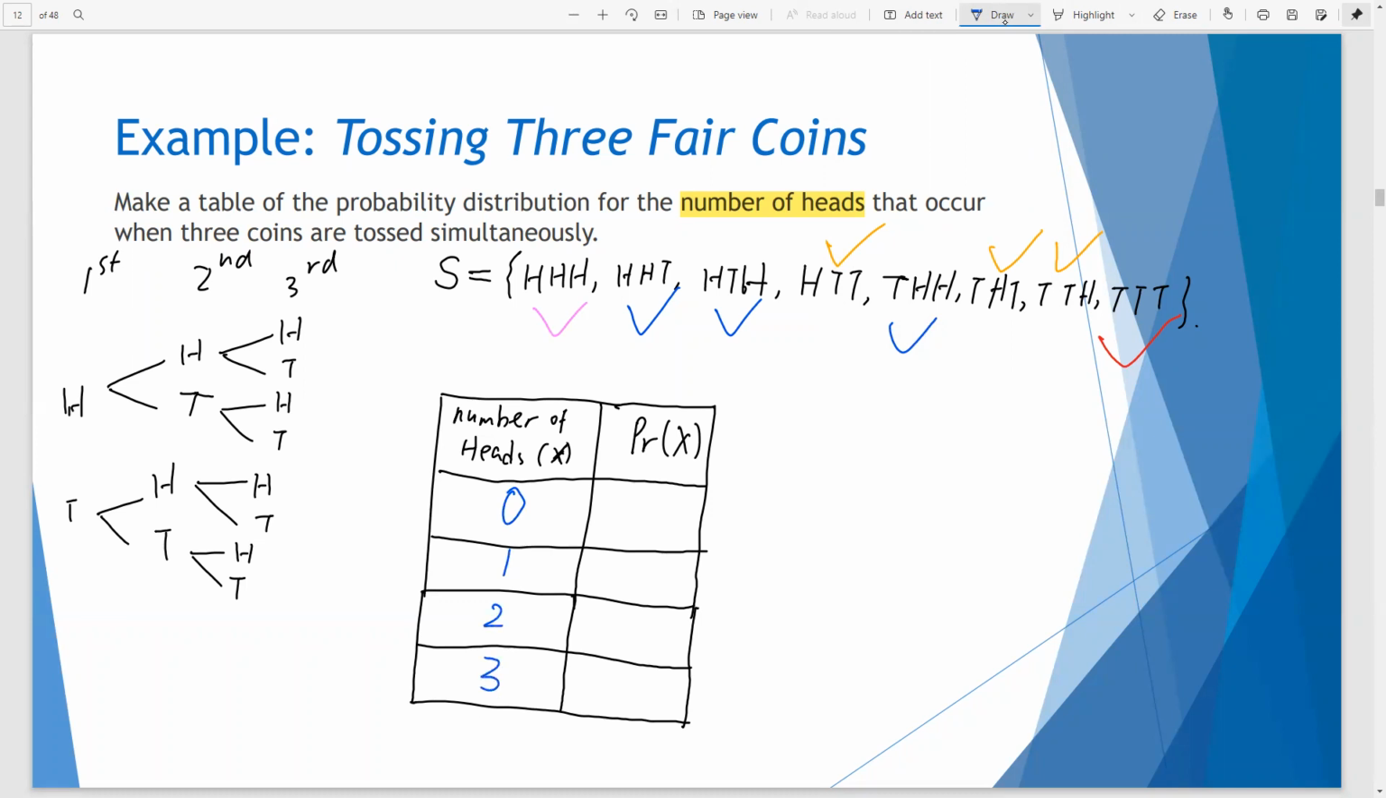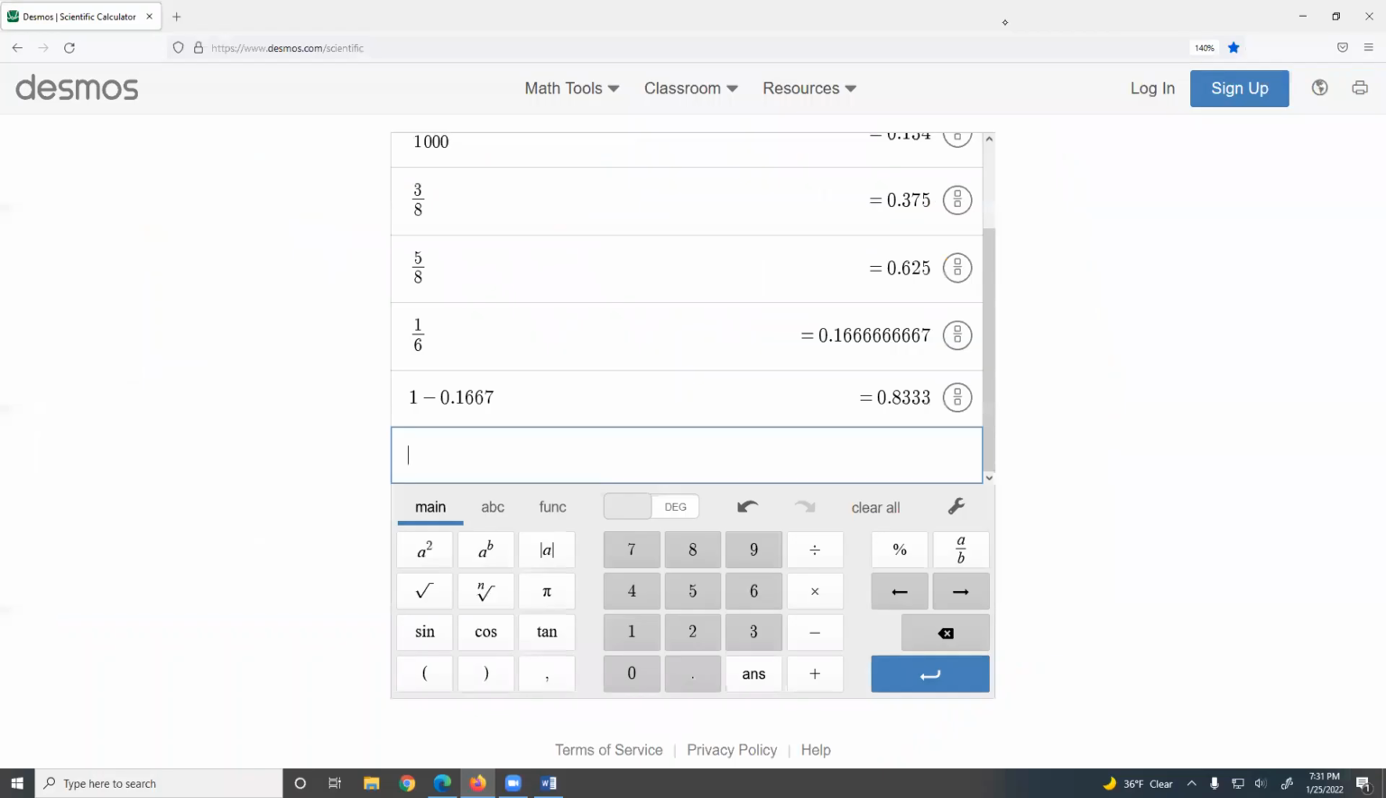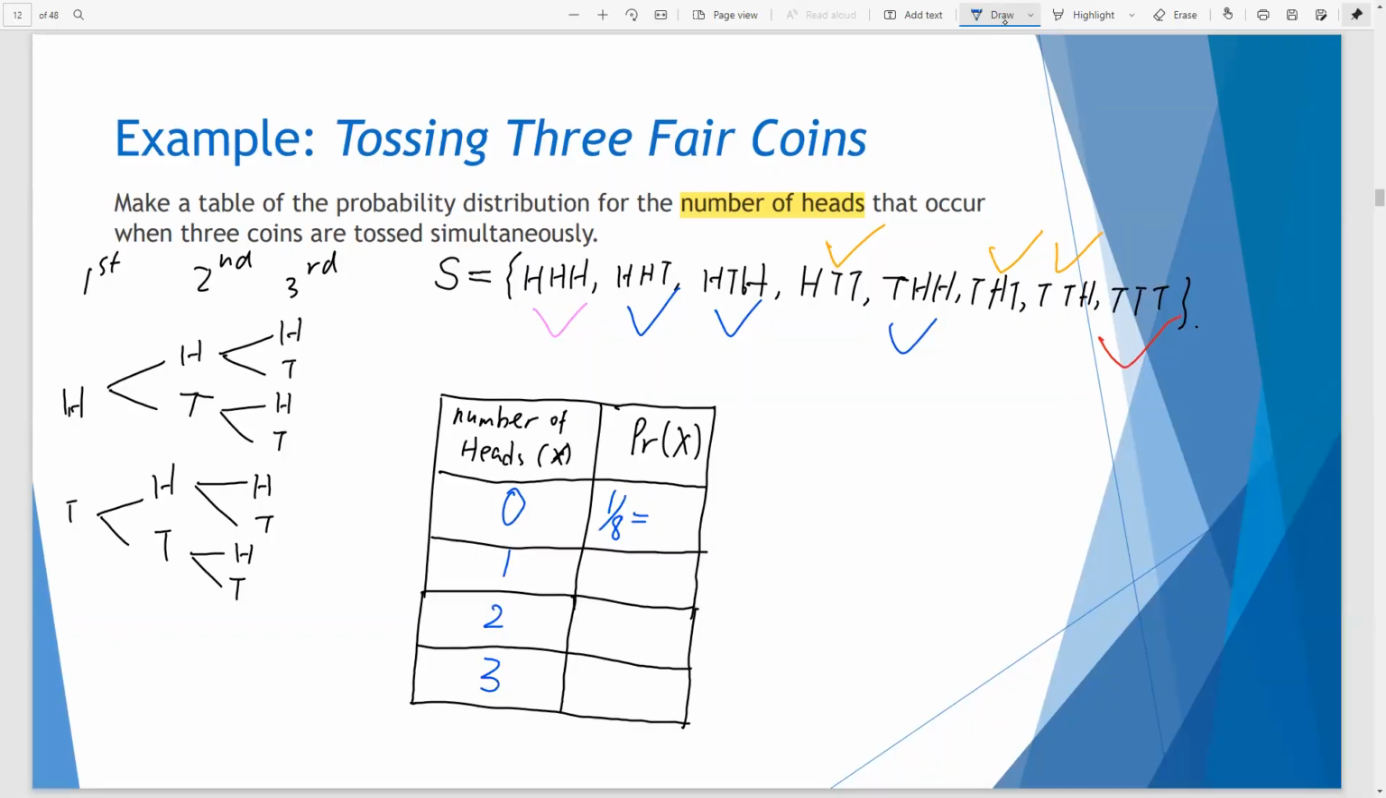All 3 tails, that means it's 0 heads. That's 1 case out of those 8 cases, right? 1 out of the 8, that's 0.125.